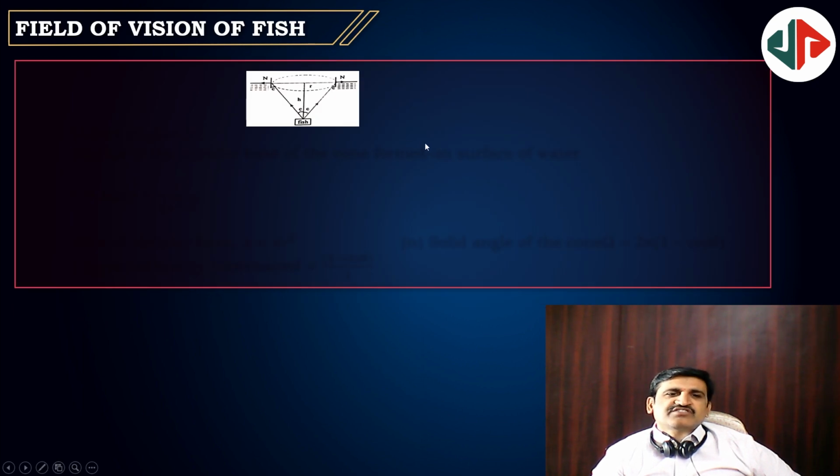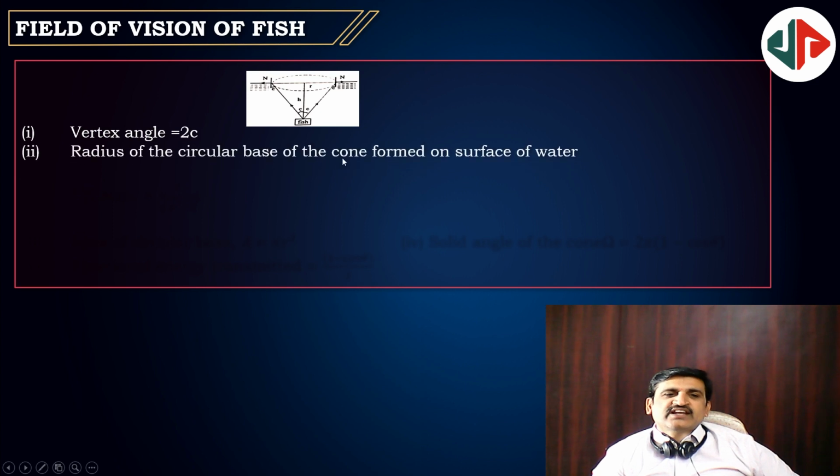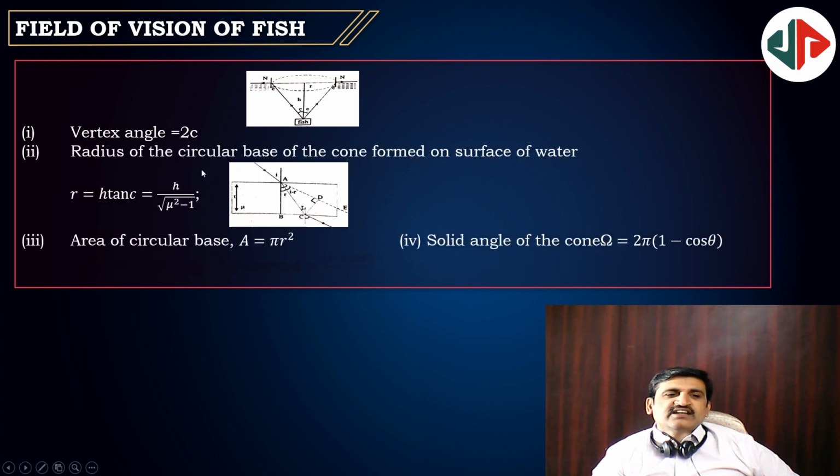Field of vision of a fish. A fish cannot see the whole world; it can see within a cone of vision. That is given by a vertex angle of 2C, where C is the critical angle, and tan theta equals tan C equals h by r. Actually, tan C equals h by square root of mu square minus 1.